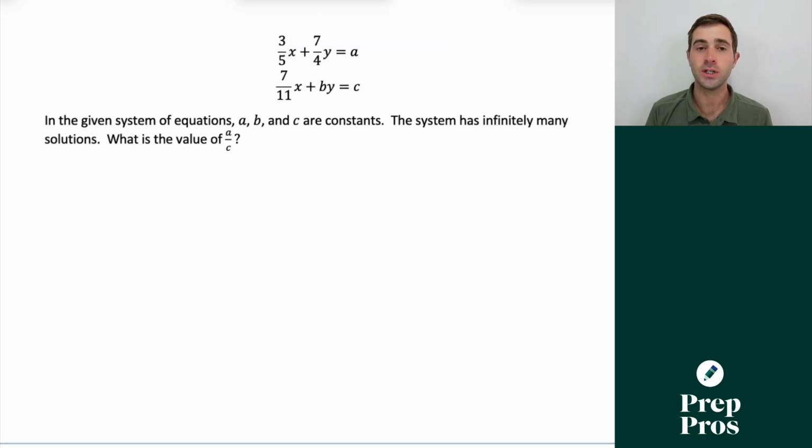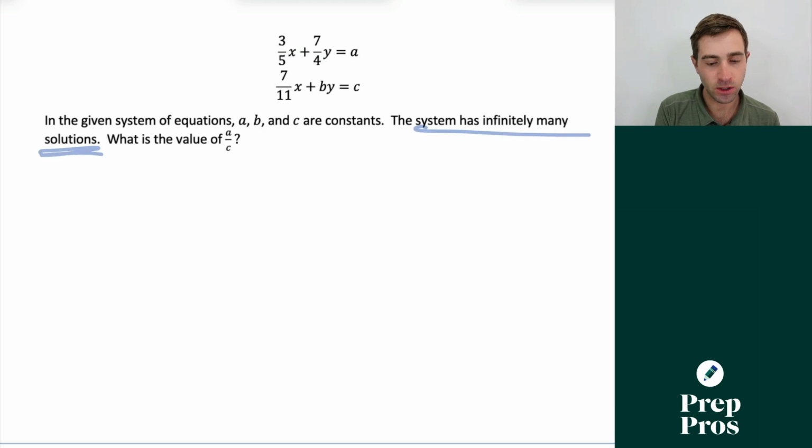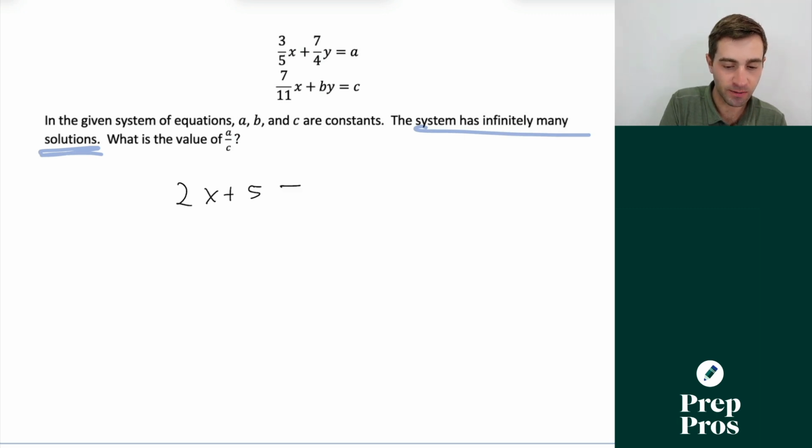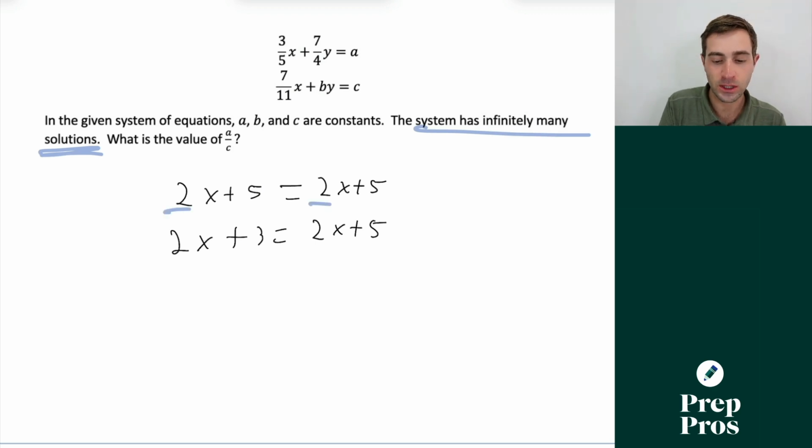So one of the next things you're going to see are questions about no solutions, infinite solutions, and one solution. And we're going to start with the variety around linear equations, which is the same for system of equations. If stuff has infinitely many solutions, it just means the equations are absolutely identical. So for a really simple example of this, this would be something like 2x plus 5 equals 2x plus 5. If we have no solutions, we're going to have the same slope, but we're going to have a different y-intercept. So that'd be something like 2x plus 3 equals 2x plus 5. And if we have one solution, we just need the slopes to be different.